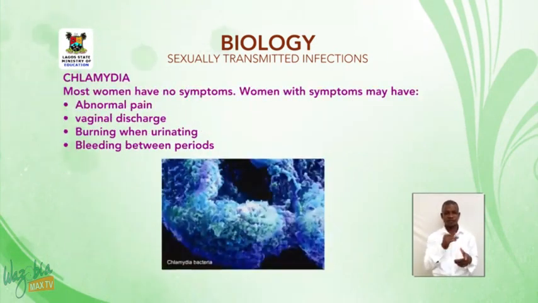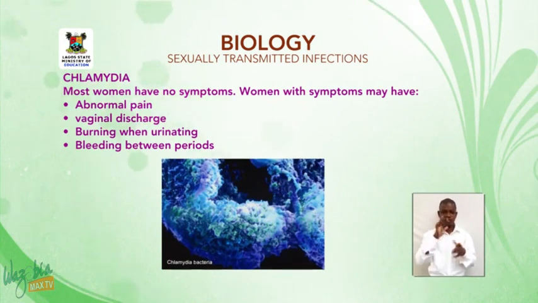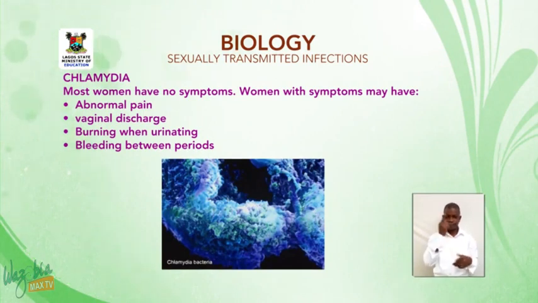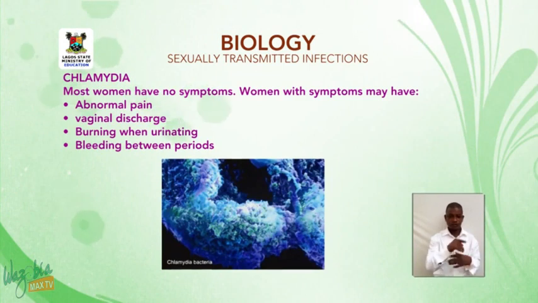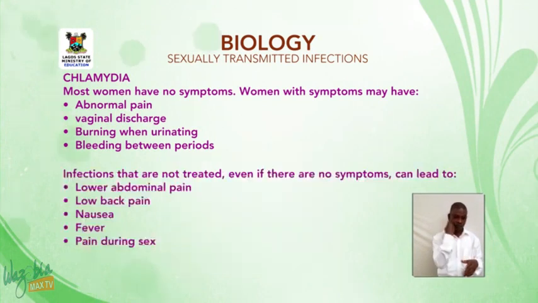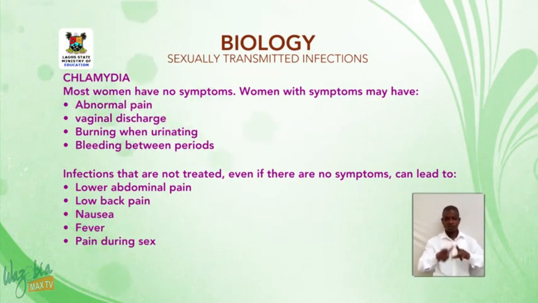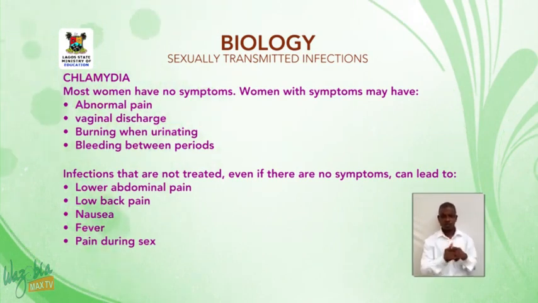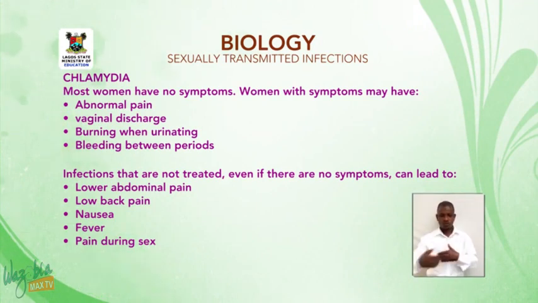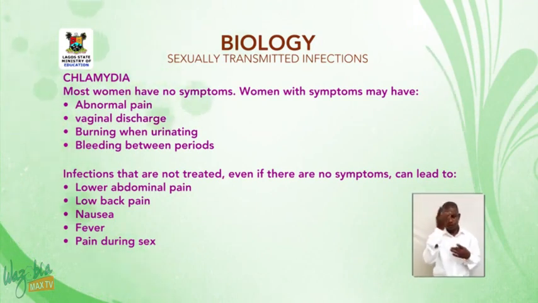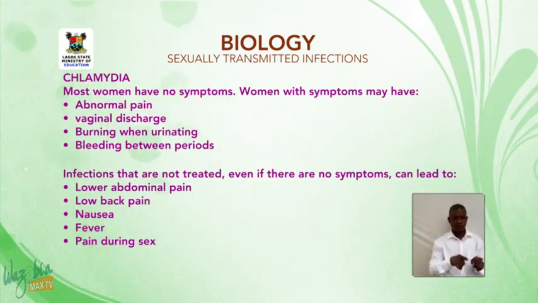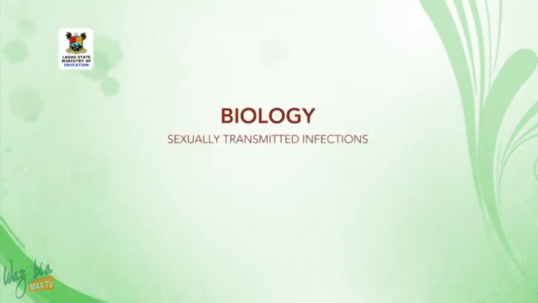Then the second one, chlamydia. Most women have no symptoms. Women with symptoms may have abdominal pain, vaginal discharge, burning when urinating, bleeding between periods, that is between menstrual periods. Infections that are not treated, even if there are no symptoms, can lead to lower abdominal pain, low back pain, nausea, fever, and pain during sex. We shall be back.